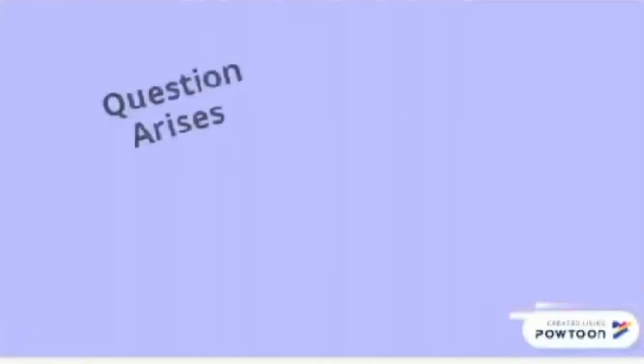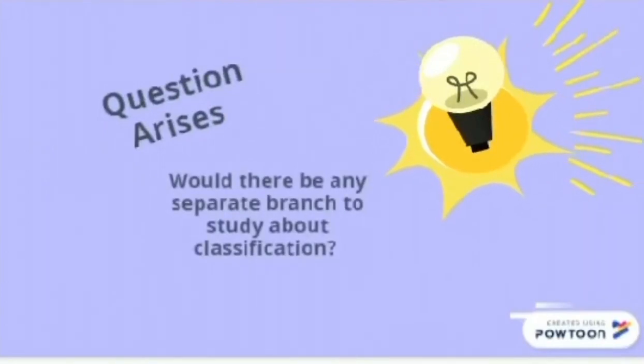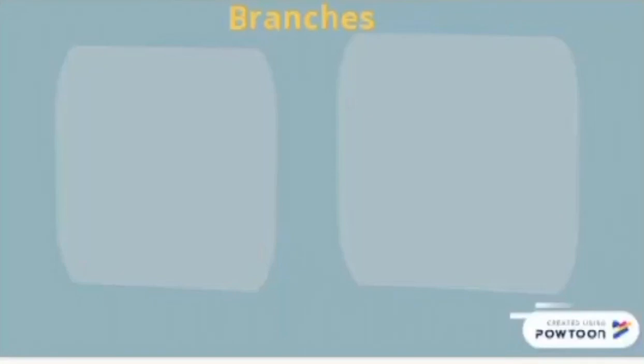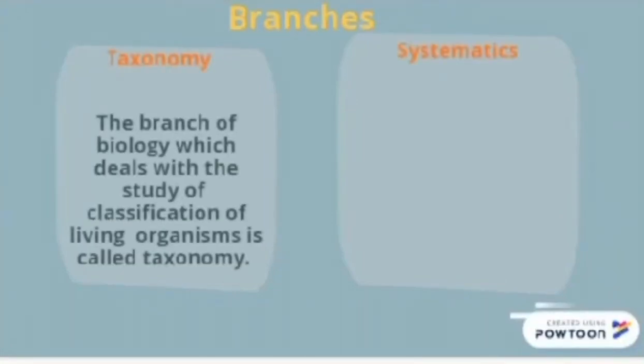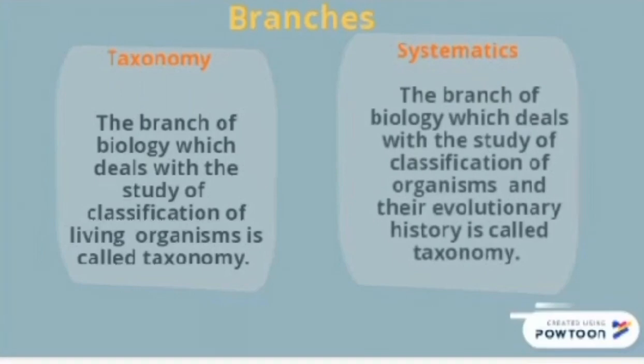A question came to my mind: would there be any separate branch to study classification? Yes, there are two main branches, taxonomy and systematics. Taxonomy is the branch of biology which deals with the study of classification of living organisms, and systematics is the branch of biology which deals with the classification and evolutionary history also.